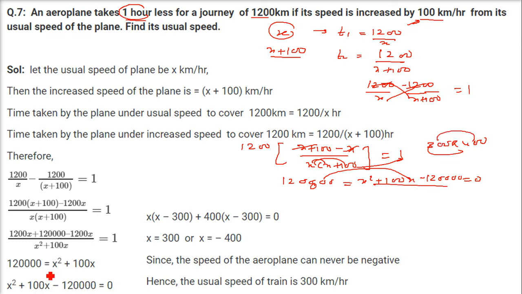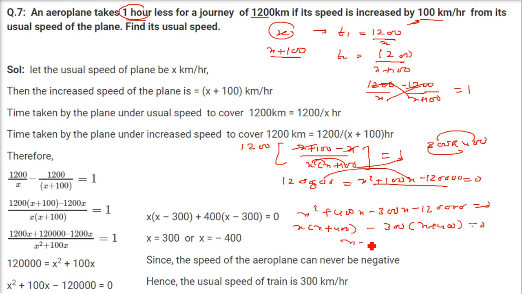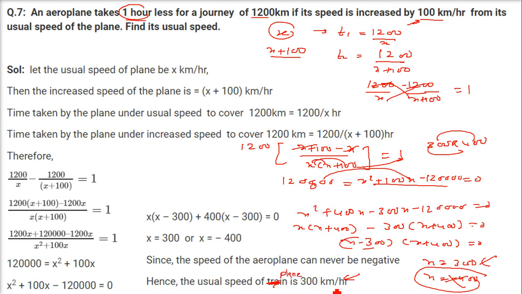So we can write it as x square plus 400x minus 300x minus 120000 equal to 0. Now I am taking x common, x plus 400, minus 300 common, x plus 400 equal to 0. So we get x minus 300 and x plus 400 as the factors. This will give us x equal to 300, and this will give us x equal to minus 400. Speed cannot be negative, so we discard this. X equal to 300. The usual speed of the plane is 300 km an hour.